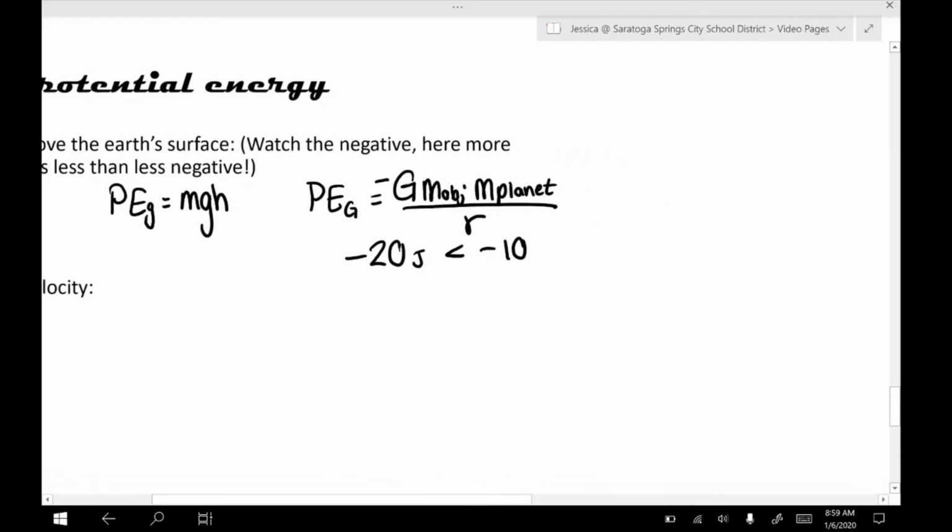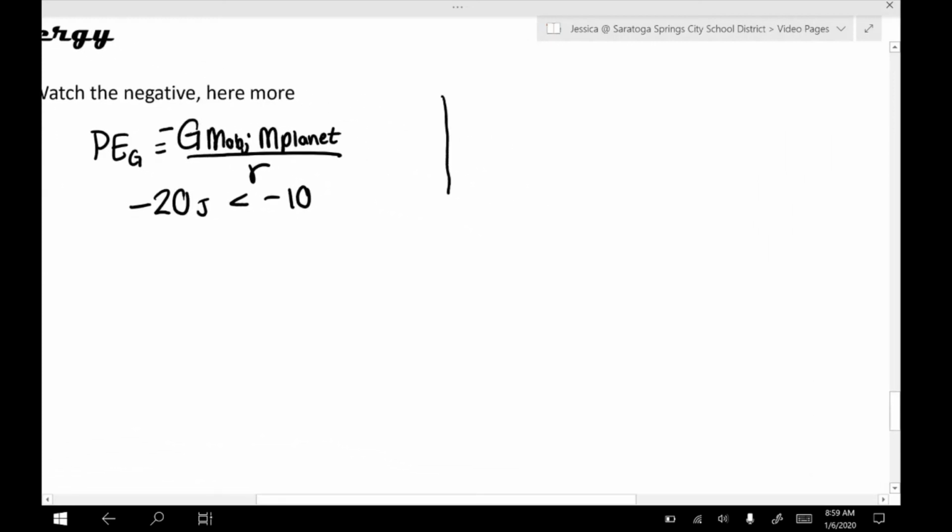Oftentimes questions will be asked about the potential energy as compared to the distance. So as this distance increases, PEG is going to decrease, but it's negative. So it's really going to look like something like that. As R increases, PEG decreases. So the farther away you are from a planet, the less negative the potential energy, the more potential energy you have.